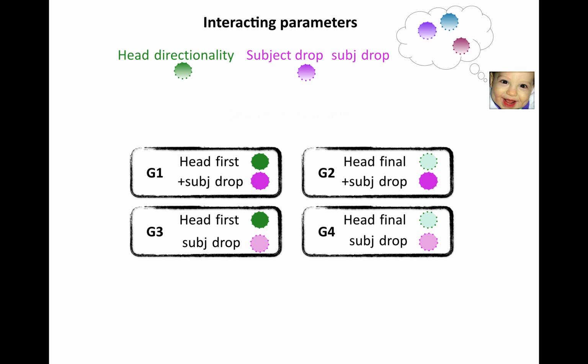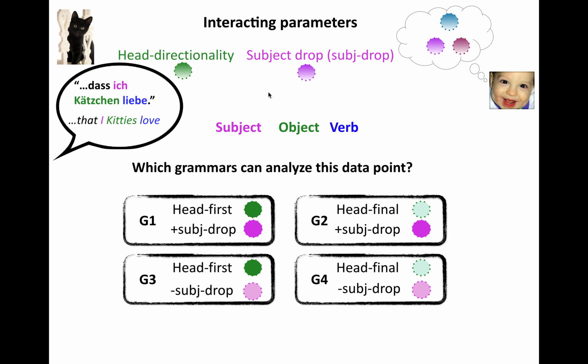So, great. Let's consider a data point, in this case, subject-object-verb, which is the kind of thing you might find in embedded clauses in German. So, "I kitties love" is perfectly legitimate in an embedded clause in German. So, which grammars can analyze this data point? Let's look at our four grammar options.